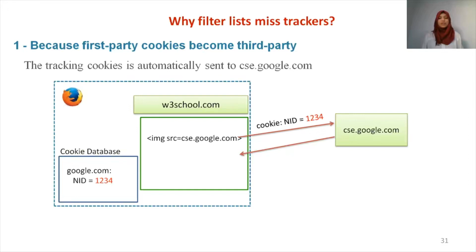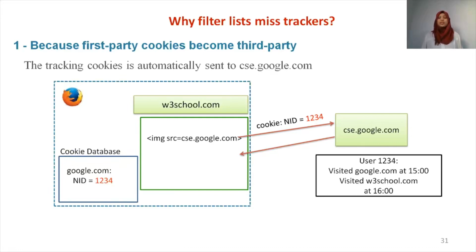Along with the request, the browser will automatically attach the cookie that was set in a first-party context, but is now used as a third-party tracking cookie to the Google search engine. Using this cookie, the Google search engine will get to know that the user 1234 who was visiting google.com before is now visiting w3schools.com. So basically, the Google search engine is recreating the user's profile, but the filter list cannot block the request to the Google search engine on this website, because in this context, the Google search engine is providing functional content for the website w3schools.com.